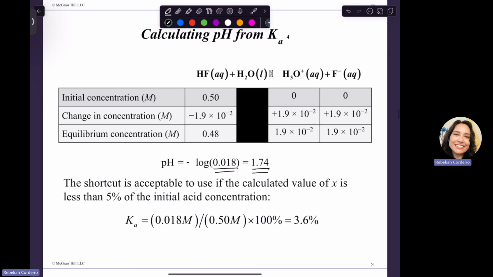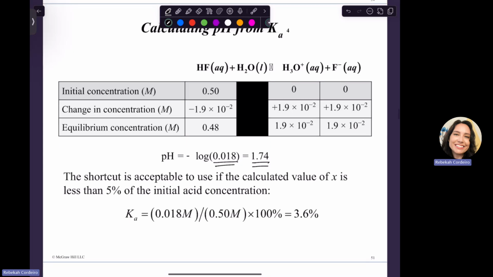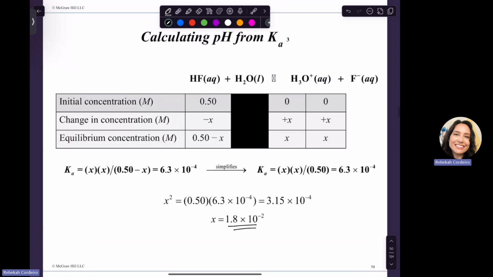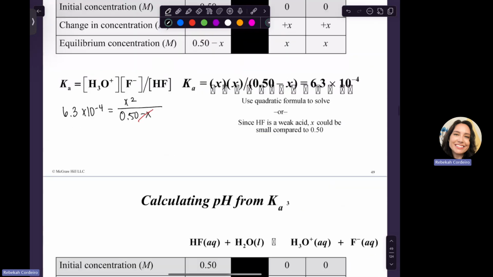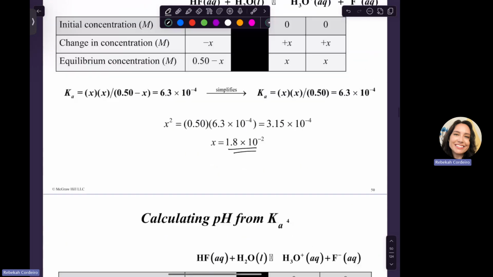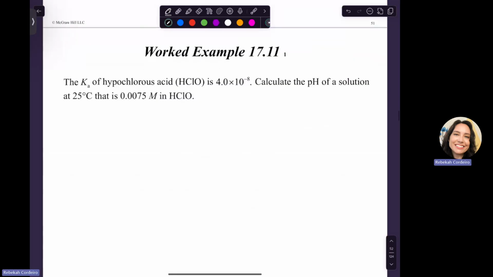And the shortcut is acceptable because if we do our x to see what percentage it is, we find it's 3.6%. They do it a little bit differently than I do it. I figure out what is the percentage of my initial concentration and is that smaller. But it's the same thing we've been doing with ice tables, nothing new. Just now we're solving for pH using the answer from the ice table. That's it. Why don't you try it?